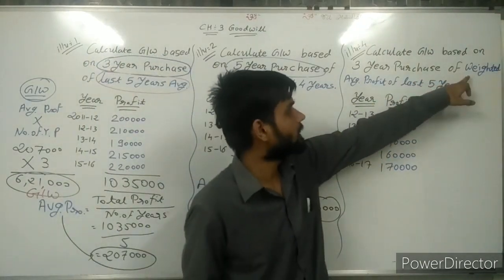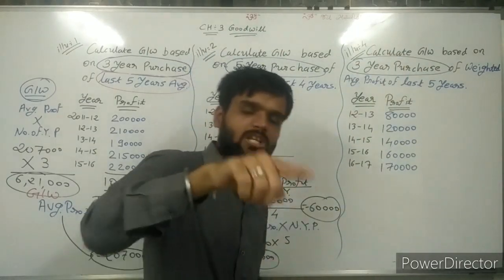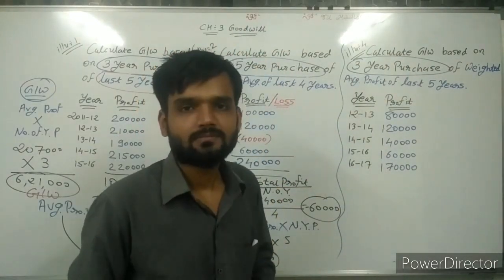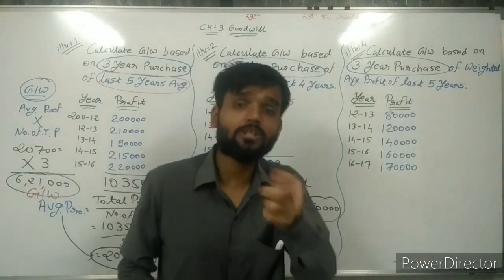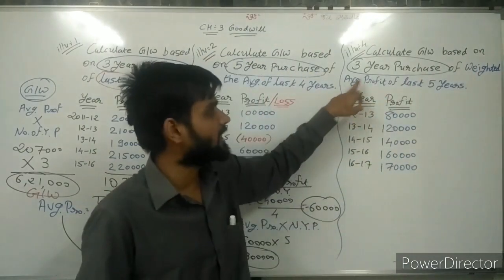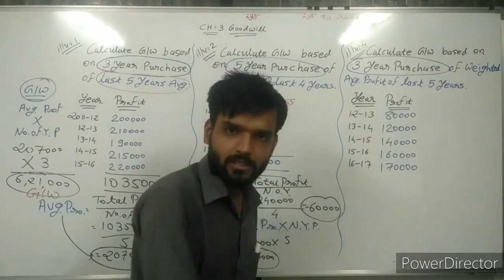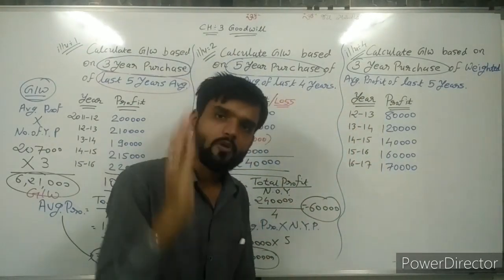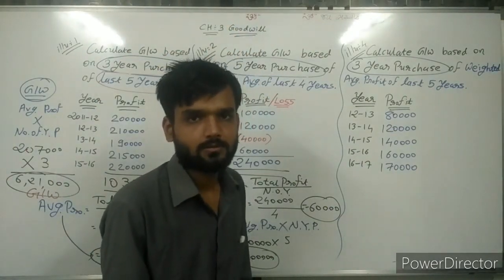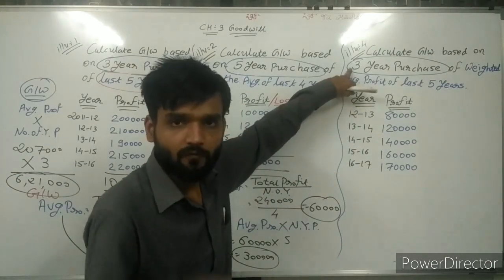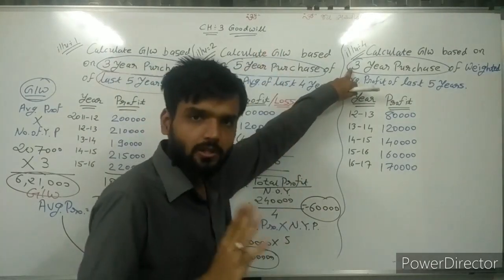Now, two sums of simple average. In the last sum, 3-year purchase is clearly given. So average profit is multiplied with 3. But first we need to find the average profit. Now which average? Clearly, weighted average profit of the last 5 years is given. So 5-year information is given and we need to find weighted average profit, and goodwill on the basis of 3-year purchase.